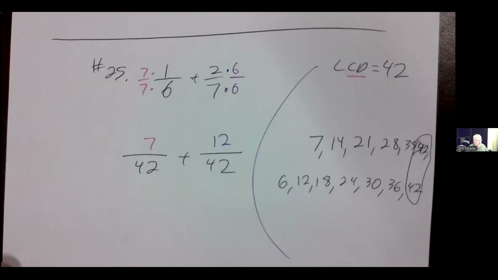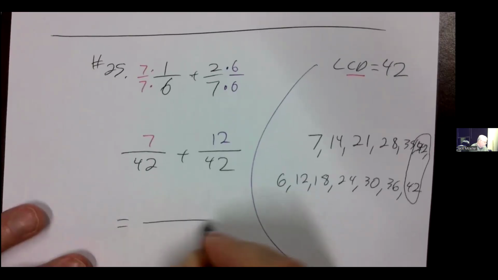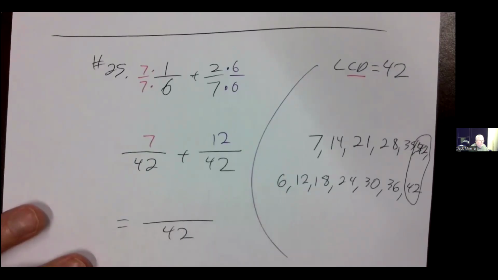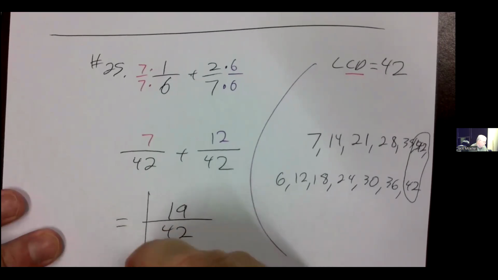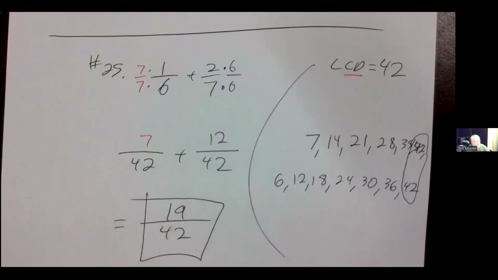So now we have a common denominator, so now we can add them. They're both over 42 now, so 7 plus 12 is 19. And then we need to see if we can simplify. Turns out 19 is one of our primes. If you try to do 42 divided by 19, you're going to get a decimal number. So that is simplified.